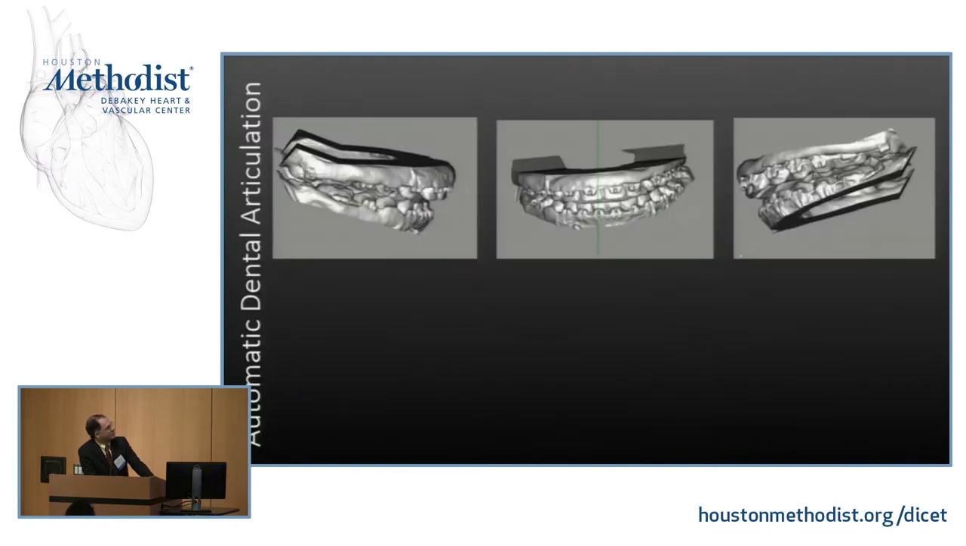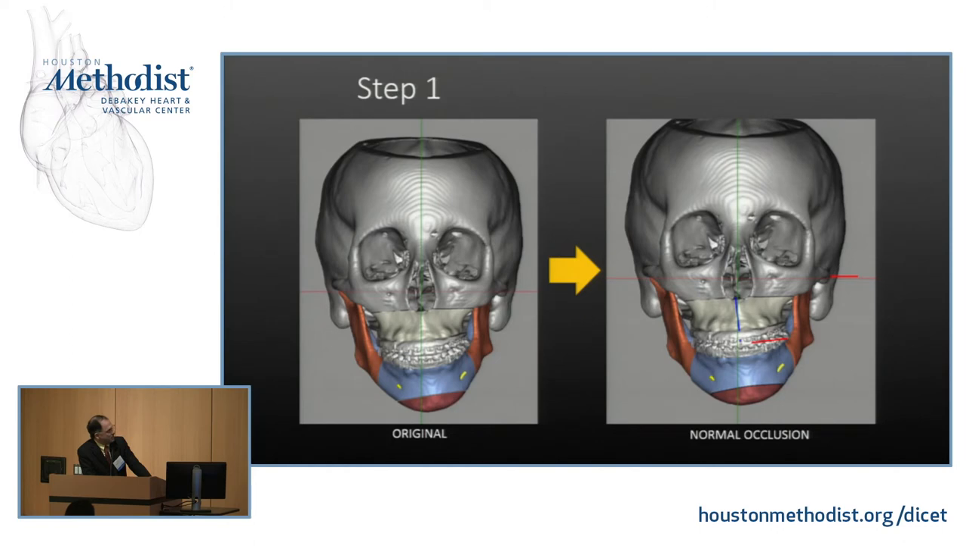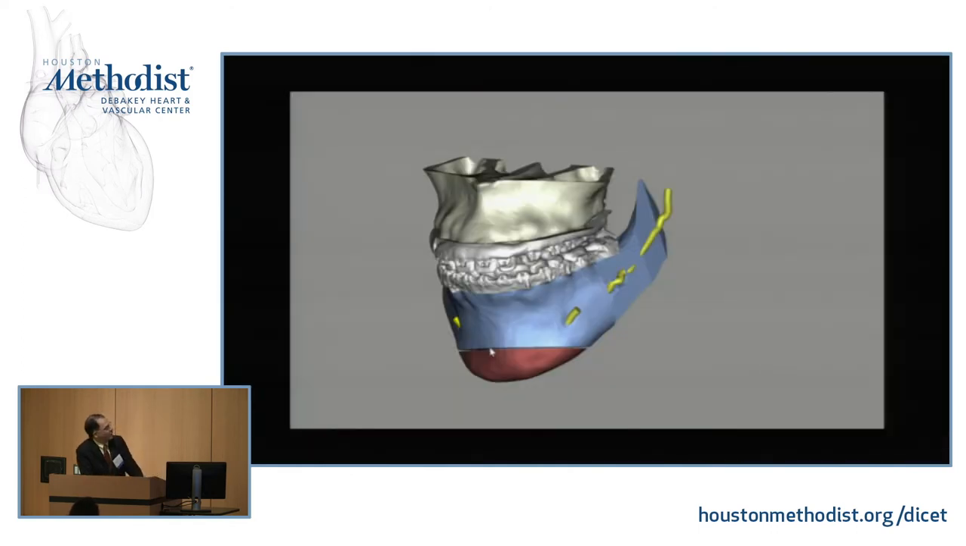So this is the bite in the original condition, and this is what we plan to have at the end of the reconstruction. The second thing: after we put the bite together, the jaws have randomly moved. We need to align the jaws now to symmetry and to facial form. So how do we go about doing that in a streamlined fashion?